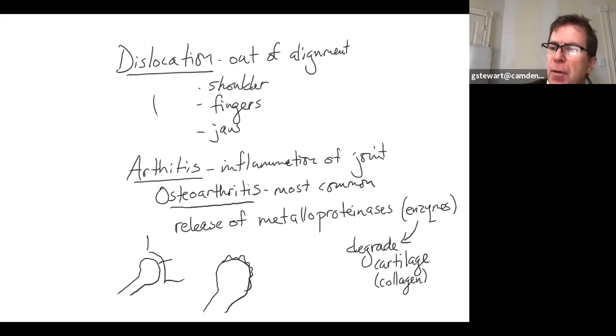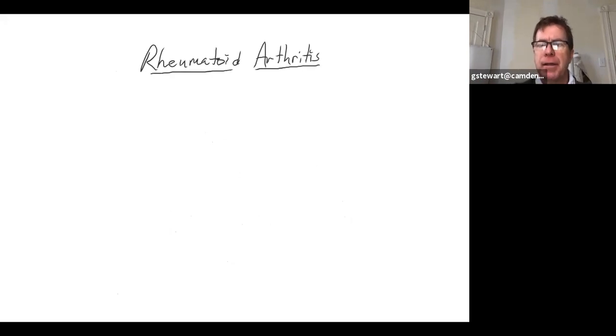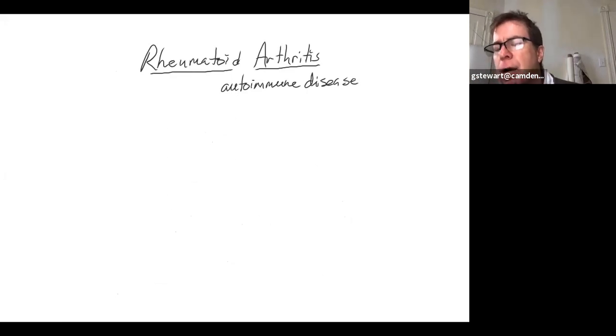The second major type of arthritis is rheumatoid arthritis, or RA. Much less common, just as serious, especially if one is afflicted by it, but it's much less common than osteoarthritis. This is an autoimmune disease. What that means is our own immune cells attack our own good tissue. That's what autoimmune refers to.